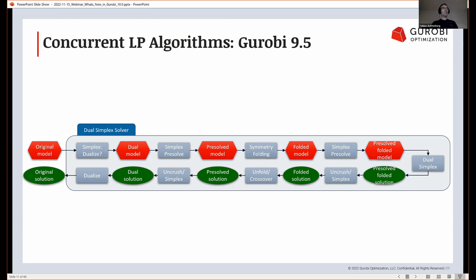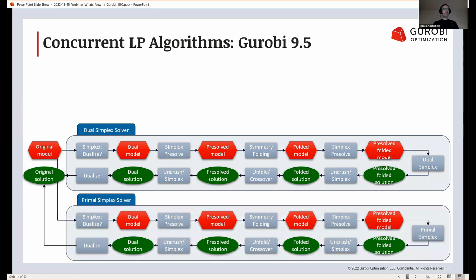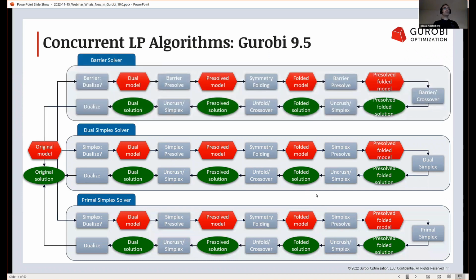And now you want to use concurrent, so you add primal simplex to the mix, which is doing exactly the same stuff. Just in the end, it would apply primal simplex instead of dual. And then barrier, which is also doing almost exactly the same stuff. The difference in barrier is that the decision whether to dualize or not is slightly different, because barrier behaves a little bit differently. So the tuning is different in that decision.